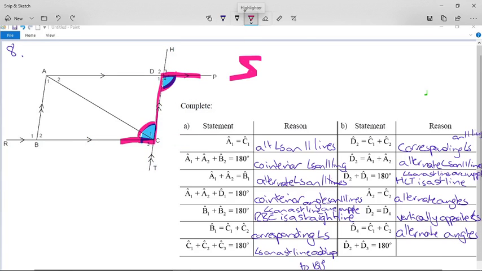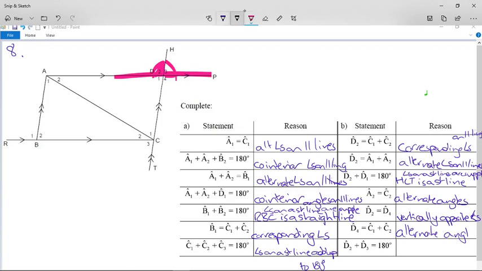And then what are we left with here? What else must we look at? It's the last one. It says D2 plus D3 equals 180. So here is D2, and here is D3 over here. And look, this is a straight line. So we can say ADP is a straight line. So if they are a straight line, then angles on a straight line add up to 180 degrees.